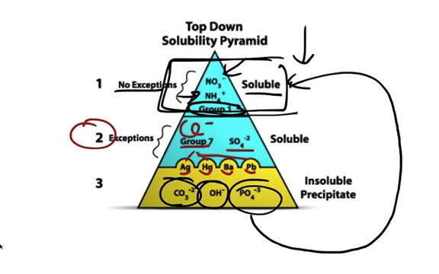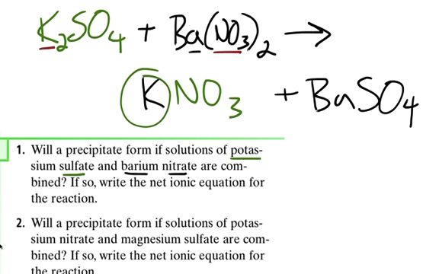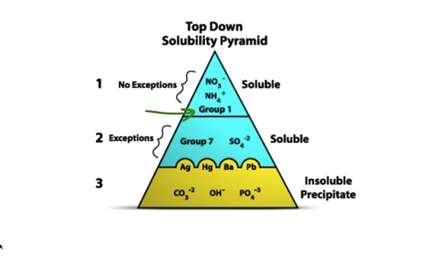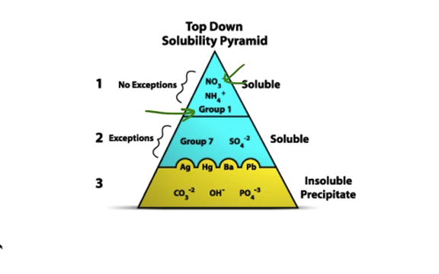Going back to the rules, first rule first, group 1 things are always soluble. Potassium is a group 1 metal, so it's going to be aqueous here, no exceptions. And notice, so are nitrates. Nitrates are all soluble, potassium's all soluble, so this is always going to be soluble. Now we have to check out this barium sulfate.